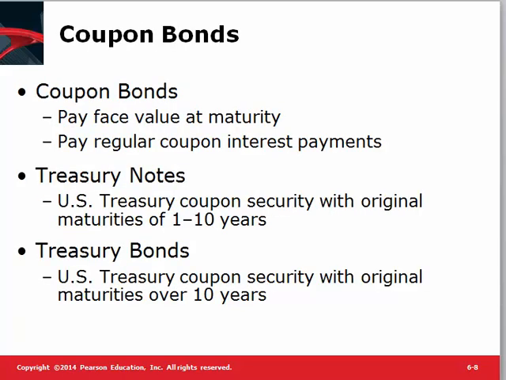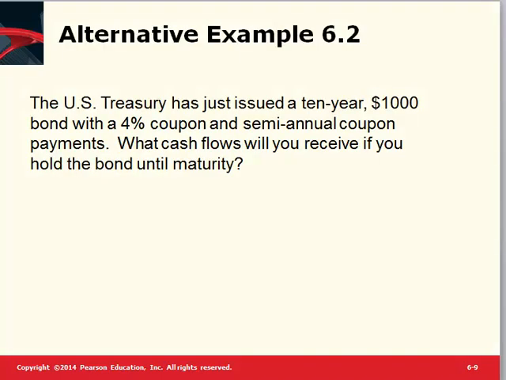So we talked obviously about coupon bonds. They pay face value at maturity and they pay regular coupons. Treasury notes are United States Treasury coupon securities, and they have maturities from 1 to 10 years. Treasury bonds, on the other hand, are 10 to 30 years. So that's the structure of the debt of the United States government, and quite frankly also at the corporate level with respect to just coupon bonds.